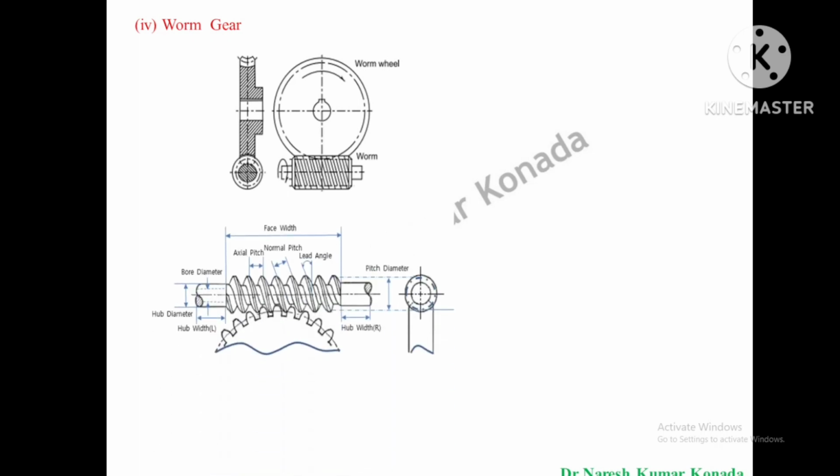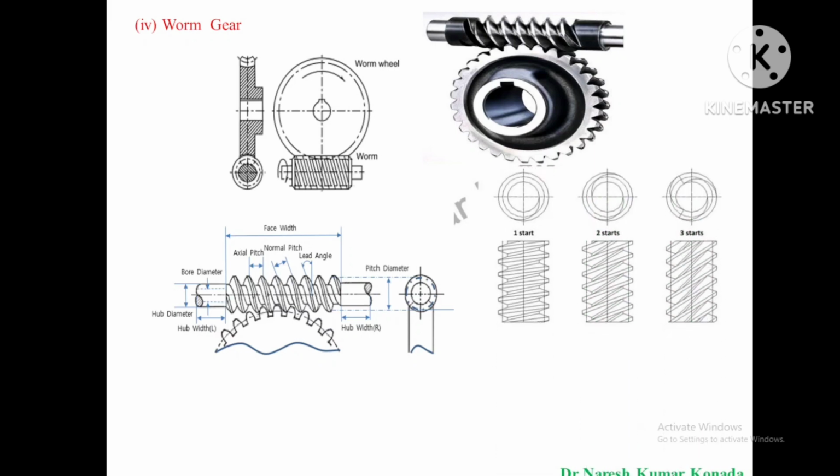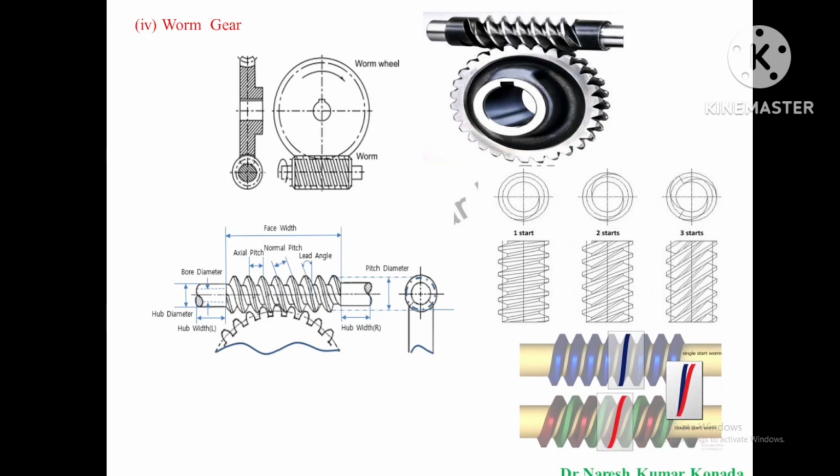And the last classification includes worm gear drive, where you will have two types of gears. One is the worm and another one is the worm wheel. The worm is in the form of a threaded screw, and the threads of the worm match with the threads cut on the worm wheel. And depending upon the efficiency and the power requirement, we have different types of starts: single start worm, double start, triple start, and so on.